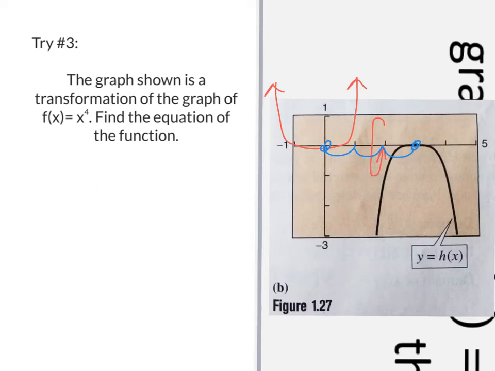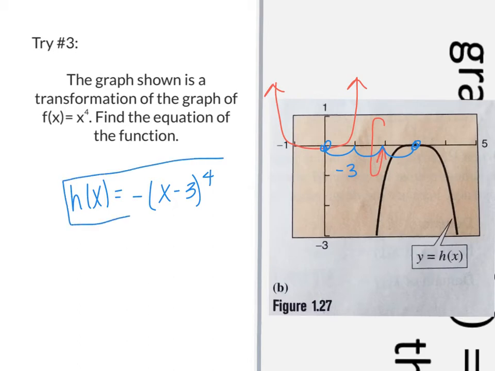Now, remember, if you go left or right, it's opposite of what you think. So it's not +3, but it is -3 that we're going to use. So this function should be h of x equals negative parentheses x minus 3 to the 4th power. And I don't put anything at the end because I have not shifted up or down.